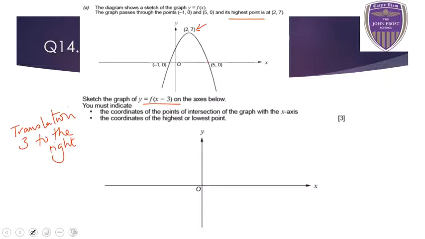Okay, so in the diagram, I'm going to draw it on here. You could have done it on the original, but they've actually given you the axes to do it. So I'm just going to do a quick sketch of the original, something like that, where that's 5 naught. That's minus 1 naught, and that's 2, 7. So that's exactly as it is on the one above. But if it's shifting 3 to the right, I'm going to do a dotted line for this.